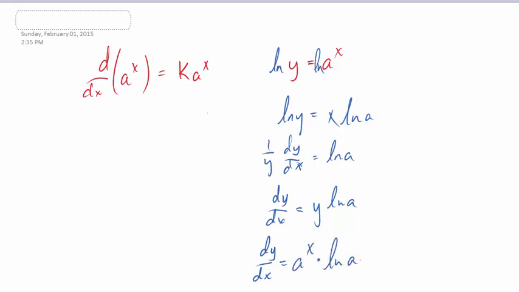So that constant, that k value, is the natural log of the base. And again, this derivative rule is provided for you in your formula book.